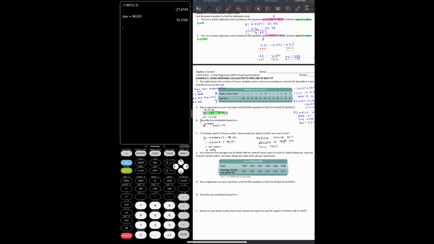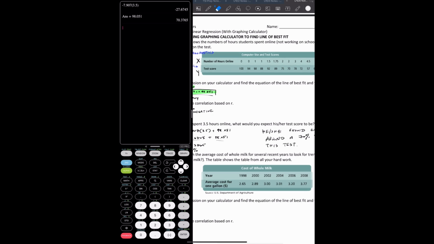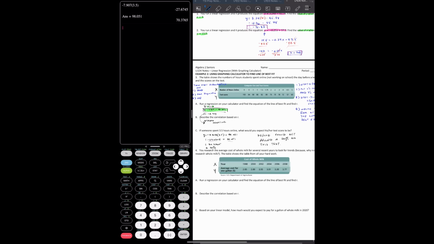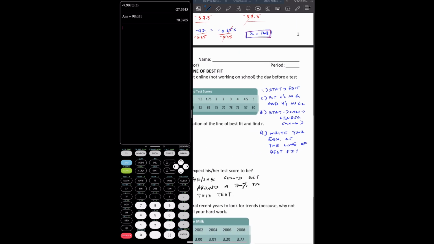Alright, so number 4, you research the average cost of whole milk for several recent years to look for trends, because why not research whole milk? The table shows the table from all your hard work. So there's a relationship between the years and average cost for 1 gallon. So remember, time always deals with x values. So we're going to write x for years and y for average cost for 1 gallon. So A says run a regression on your calculator, find the equation of the line of best fit, and find R. So remember, we're going to go ahead and follow these steps here.